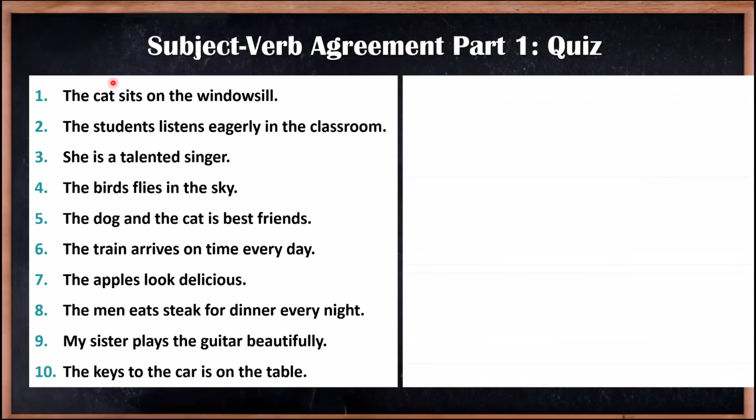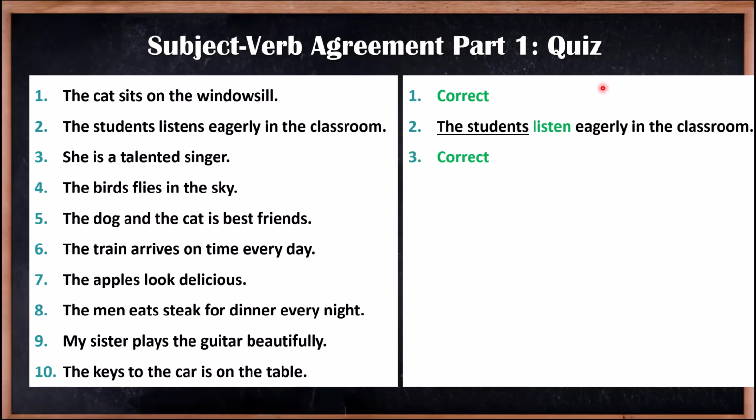Let's correct these together. Number 1 is correct. We have a singular subject and a singular verb. Number 2 is incorrect. The correct answer is the students listen. We have a plural subject, so we need a plural verb. Number 3 is correct. Number 4 is incorrect. We have a plural subject, the birds, so we need a plural verb, fly.